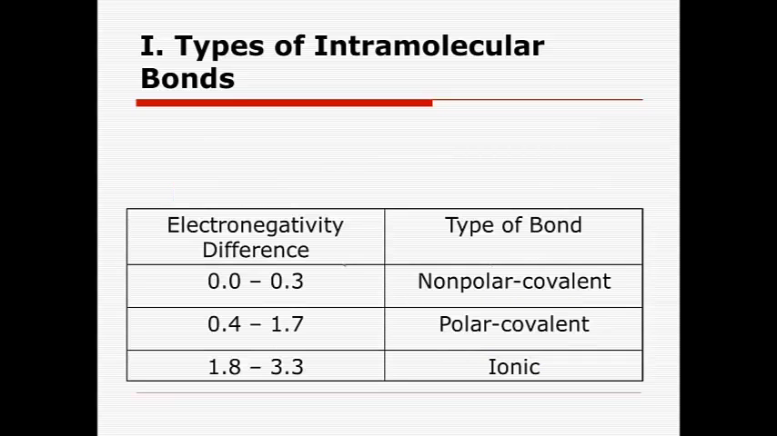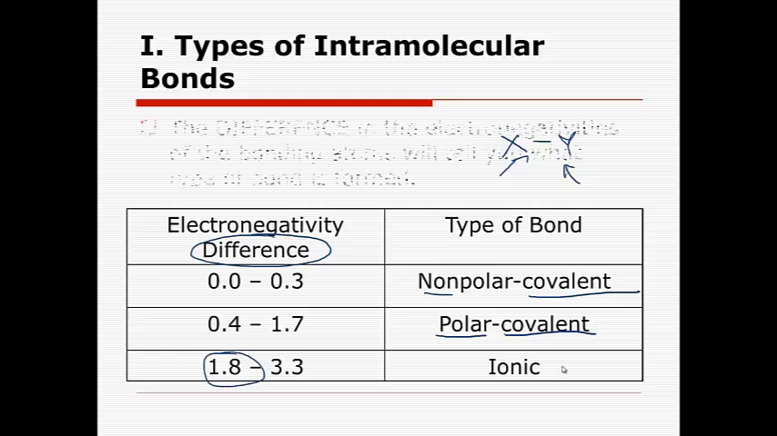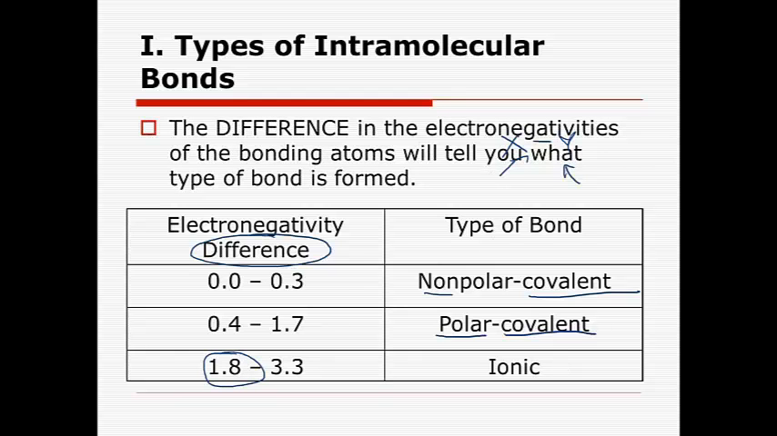You look at atom X and bond it to atom Y. Look up atom X and look up atom Y, find their electronegativities, and then find the difference between them. If the difference is between 0.0 and 0.3, it's a covalent bond and it's nonpolar. If the difference is between 0.4 and 1.7, it's still a covalent bond, but now we call it a polar covalent bond. And if the difference is 1.8 or greater, it's basically an ionic bond. So the difference in electronegativities tells you what type of bond is going to be formed.